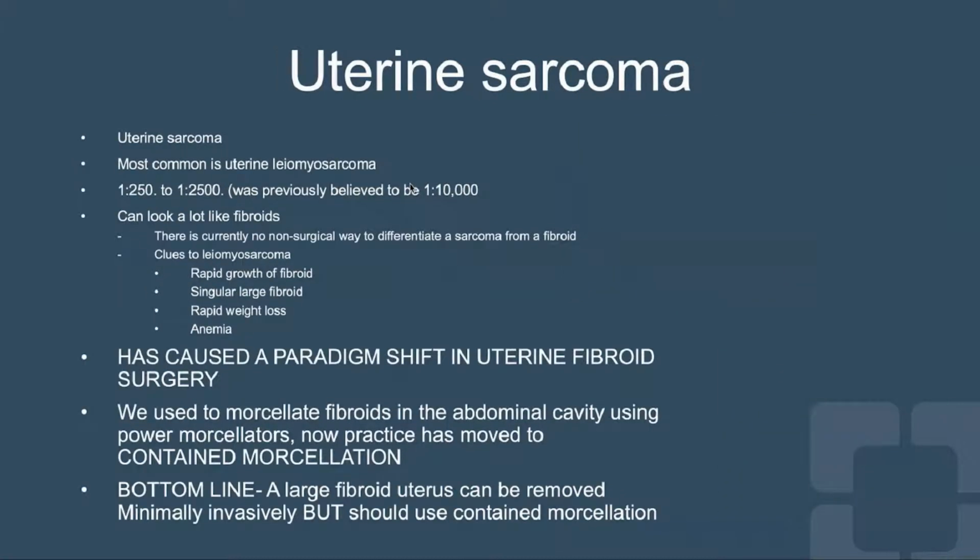Uterine sarcoma is most commonly found is the uterine leiomyosarcoma, a 1 in 250 or 1 in 2,500 risk factor.